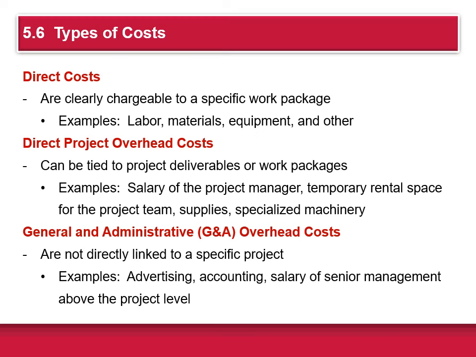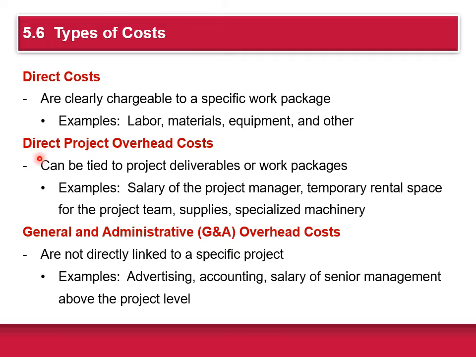So assuming work packages are defined and detailed cost estimates can be made, here are the typical kinds of costs found in a project. First is what's known as the direct cost. These are clearly chargeable to a specific work package, so that you can look at your WBS. Those work package costs, that's your direct cost.